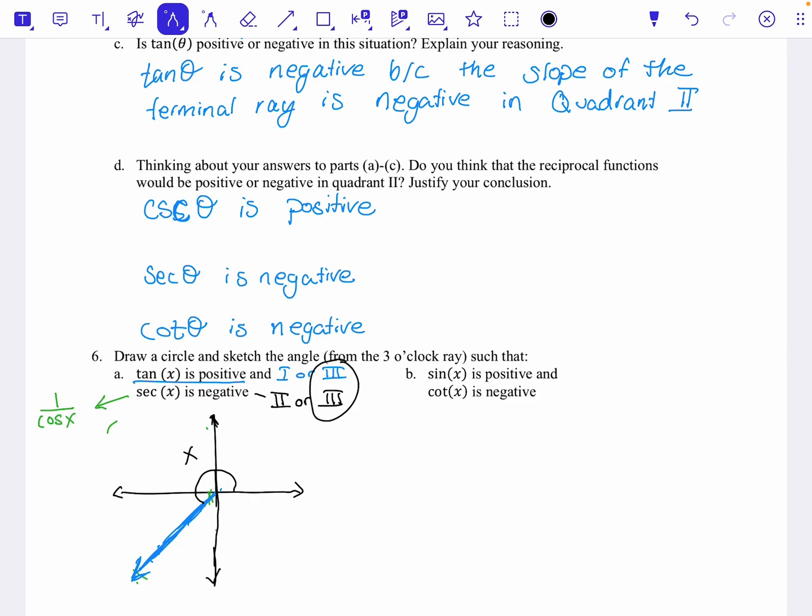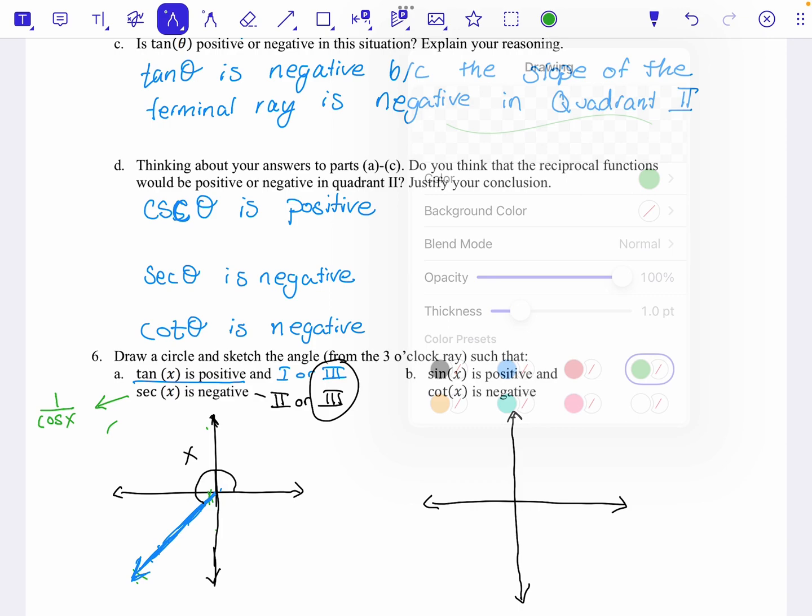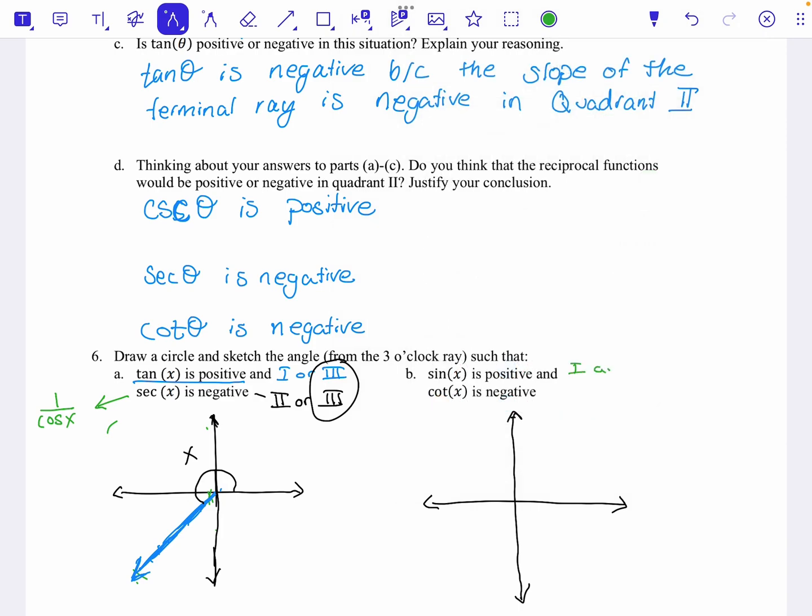Thinking about similarly here, we're told sine of X is positive. Sine is going to be our vertical distance. So we know that our vertical distance is positive in quadrants 1 and 2, so the top part of the graph. Cotangent is the reciprocal of tangent, so that's going to be equal to 1 over tangent. And so it's negative. We're looking for when it's negative. So negative is going to be when we have a negative slope going on. Well, that's going to be in quadrants 2 and 4. And so where is the overlap? The overlap is occurring in quadrant 2.